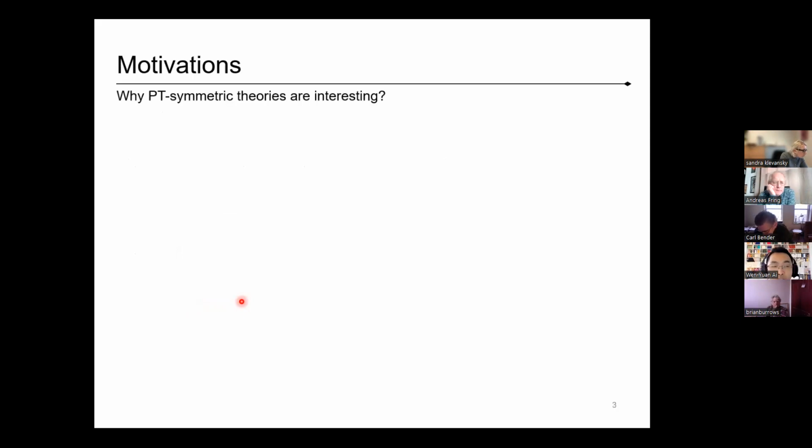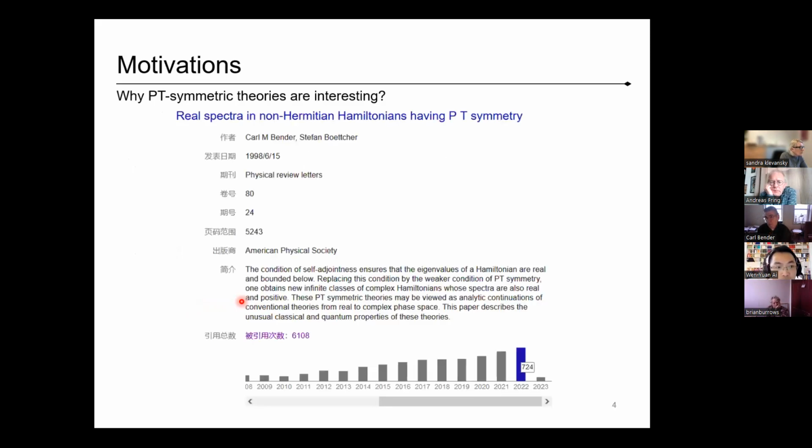So let me start with the motivations. The first question is why PT-symmetric theories are interesting. Very simply, this is just because PT-symmetric theories are becoming more and more important and have attracted more and more attention. From my understanding, this is the first paper on the non-Hermitian PT-symmetric theory. You can see that the paper has been cited over 6,000 times, and from the last year, it has been cited over 700 times.